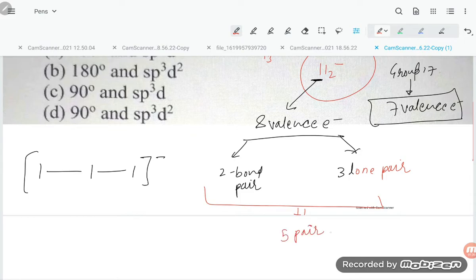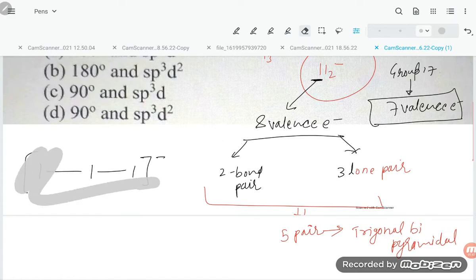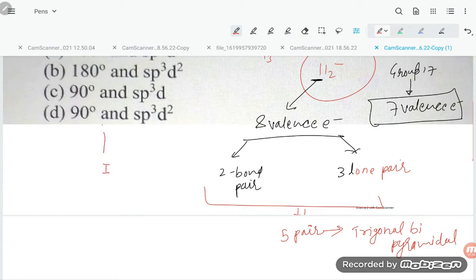According to VSEPR theory, if 5 pairs are there, the geometry is trigonal bipyramidal. Now try to see the geometry of this molecule. Geometry means the distribution of lone pair and bond pair electrons. Here I is the central atom. One I is going to be on this side, another I on this side. One lone pair is here, another here, another here. So this is the distribution. You can check it out. The geometry is trigonal bipyramidal.